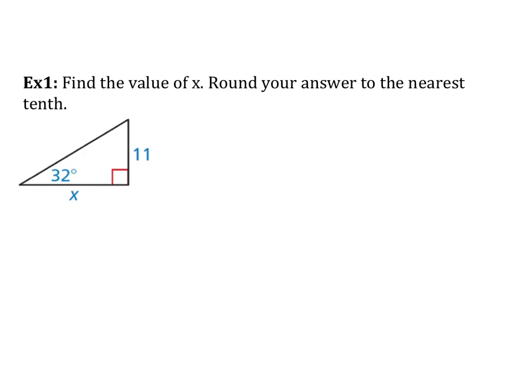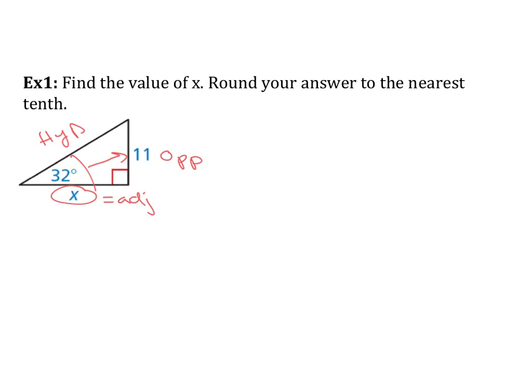For our first example, we want to find the value of x, and we're going to round our answer to the nearest tenth. We're going to use our tangent ratio, but before we start, we want to verify we have the right scenario. I have an acute angle, 32 degrees, and a right angle, so I know I have a right triangle. The side across from the 32 degrees is my opposite side. Also, x is my adjacent side. And then finally, we have our largest side, the hypotenuse. So I know I have my opposite side, I know my angle, and I'm looking for my adjacent side, which are both legs.